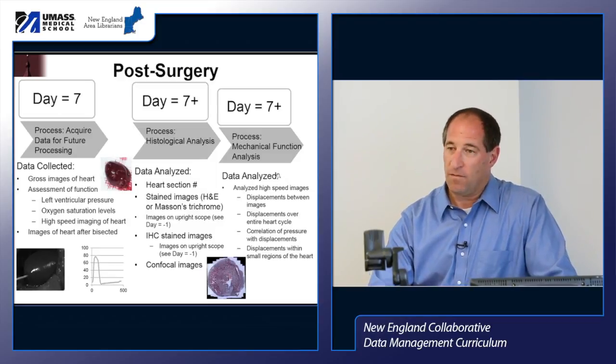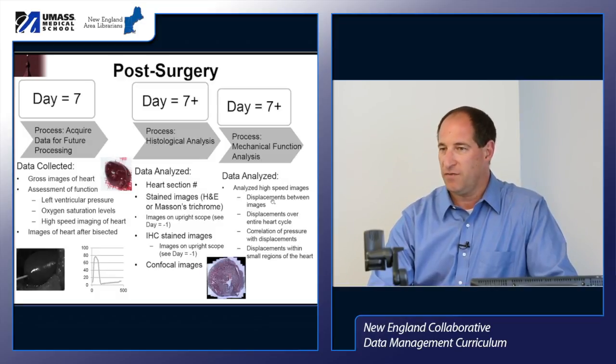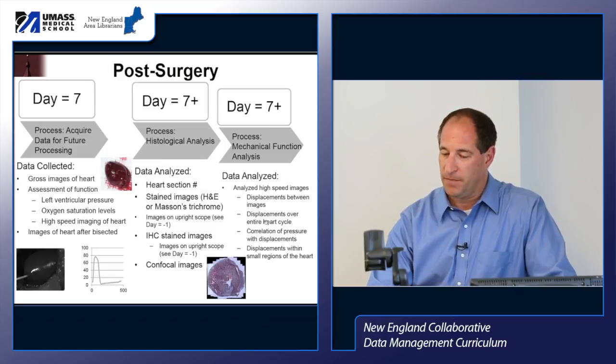In regards to the mechanical function analysis, we look at displacement between two consecutive images. I'll go into this in a little bit more detail in a minute, but this means we look at displacement between two images, and if we take 100 images per heartbeat, we want to look at displacement over 100 images over one entire heart cycle. We also want to correlate the pressure with the displacement, so we want to know what the pressure is at various points in the images. And this will allow us to determine displacement within small regions of the heart.